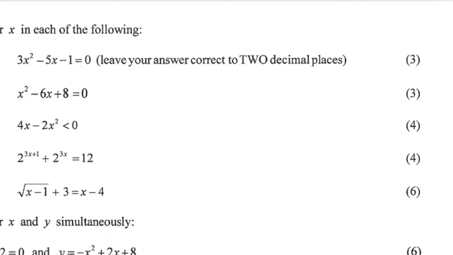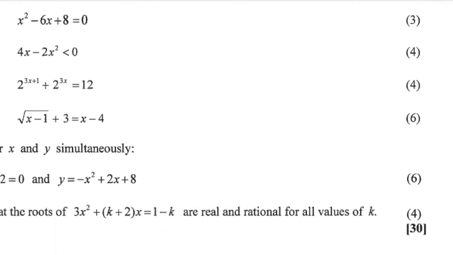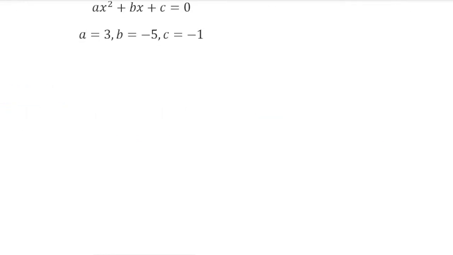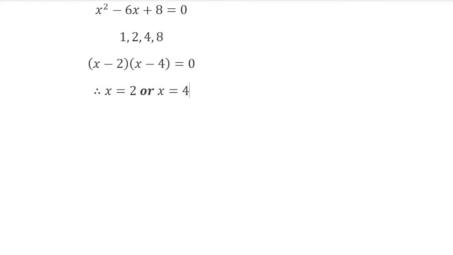So the third question says, solve for x in each of the following. So we have 4x minus 2x squared is less than 0. 4x minus 2x squared is less than 0. So that is number 3.